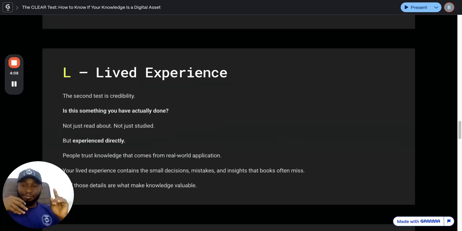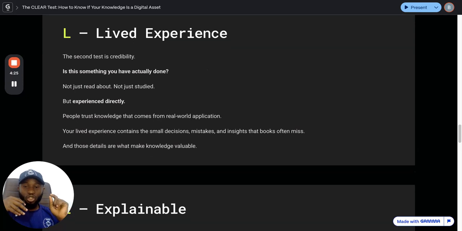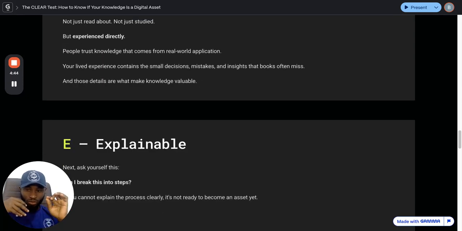So the L is lived experience. The second test is credibility. Is this something you have actually done, not just read about, not just studied, but experienced directly? People trust knowledge that comes from real-world application. Your lived experience contains the small decisions, mistakes, and insights that books often miss. And those details are what make knowledge valuable. So look into your idea. Is this something that you've already done before?